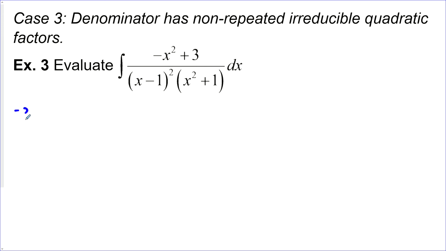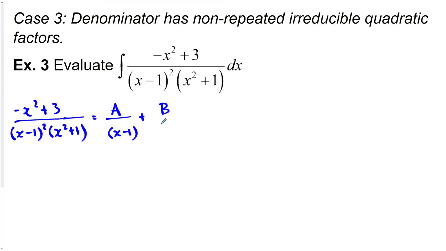So we will say negative x squared plus 3 over x minus 1 squared. This one is repeated, but it's just a linear factor. x squared plus 1. And we know what to do with this. It is a over x minus 1 and b over x minus 1 squared. For this quadratic one, though, we've got to put a linear function in the numerator. So we say cx plus d over the x squared plus 1.